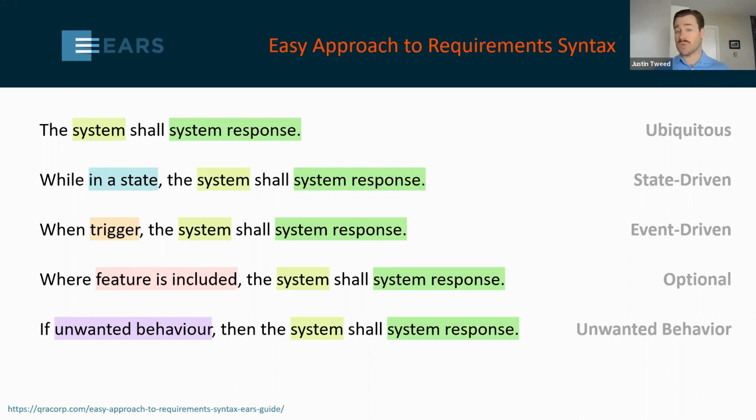Requirements that apply only when an optional feature is present as a part of the system are indicated by the keyword where. So an optional feature requirement has the following syntax: where, feature is included, the system, shall, system response.